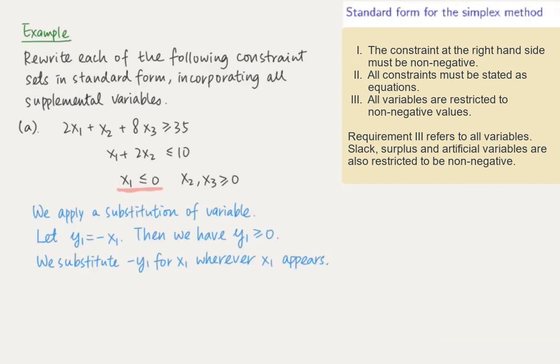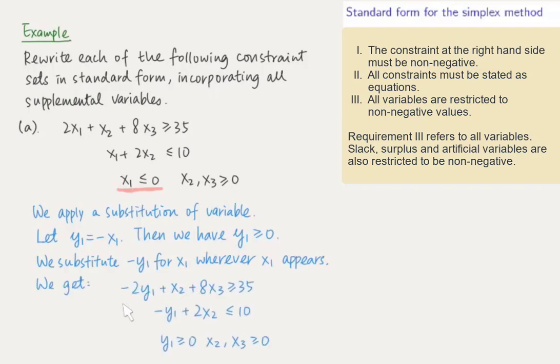To deal with the first issue that a variable is restricted to being less than or equal to 0 instead of greater than or equal to 0, we can apply a substitution of variable. Let y1 equal the negative of x1. Then, as x1 is less than or equal to 0, we have y1 greater than or equal to 0. Next, we substitute negative y1 for x1 in all the places in which x1 appears.